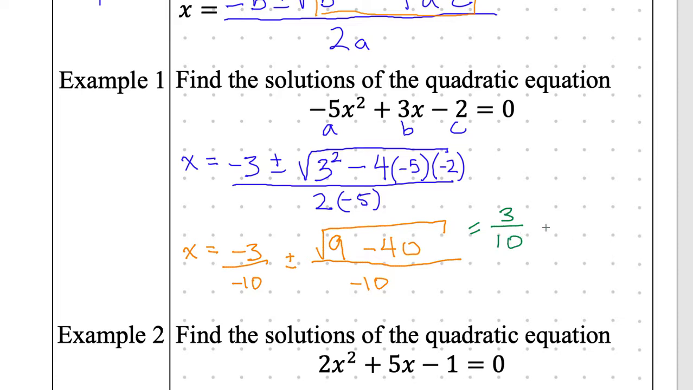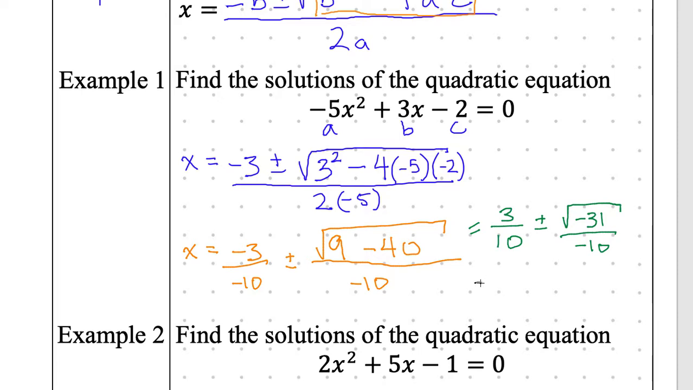What's going to be on the inside of the square root? Everyone shout it out. Negative 31. Yeah, it was a shout-out question. All of that divided by negative 10. I didn't hear you say shout out. I'll say it twice next time then, instead of once.